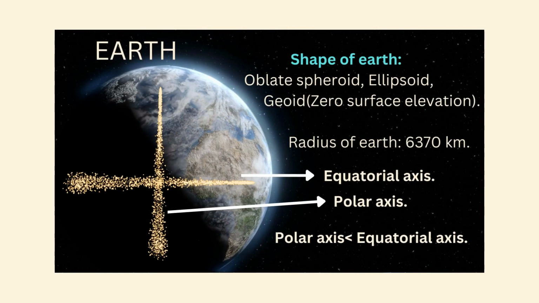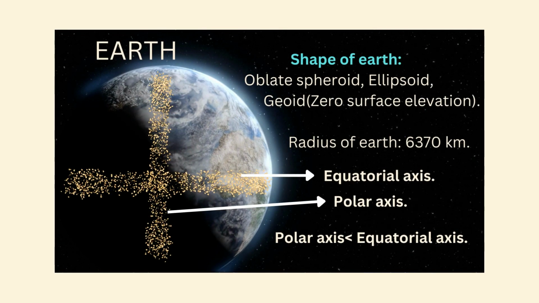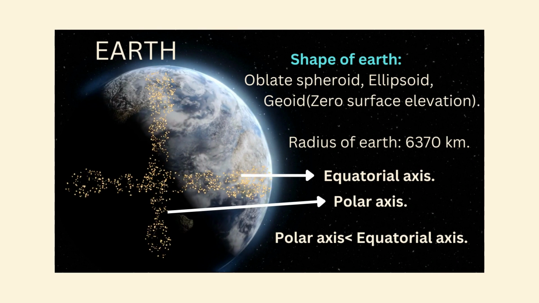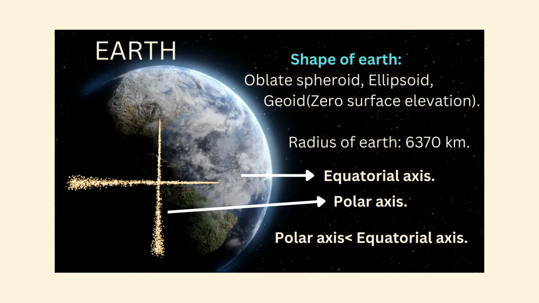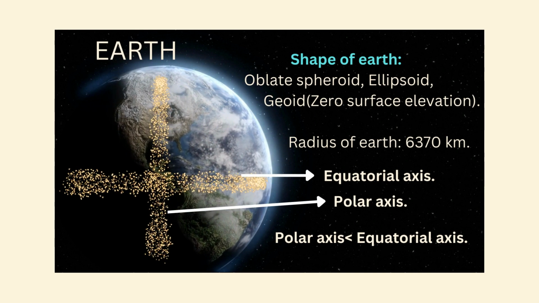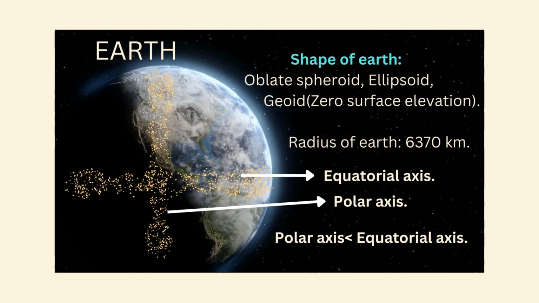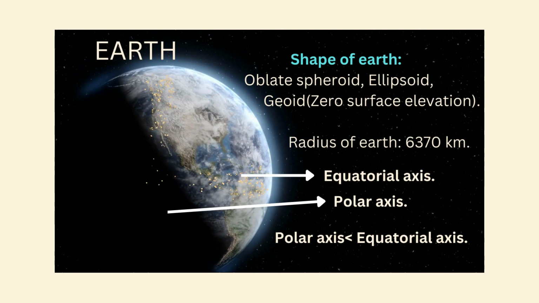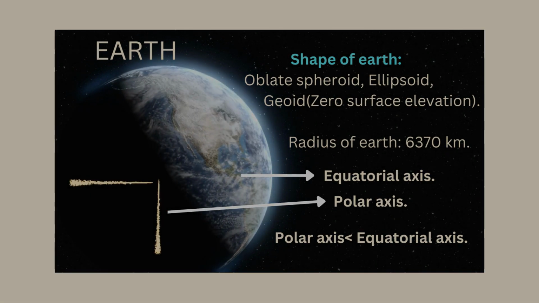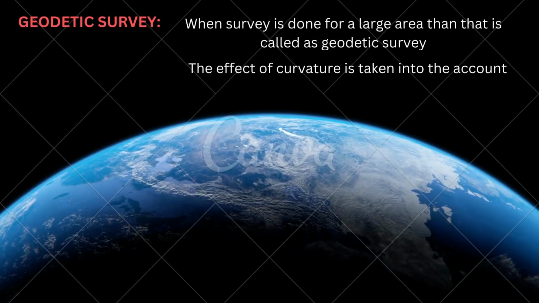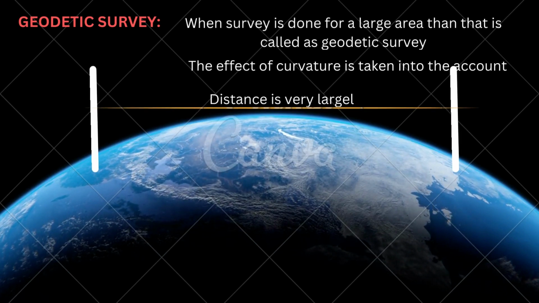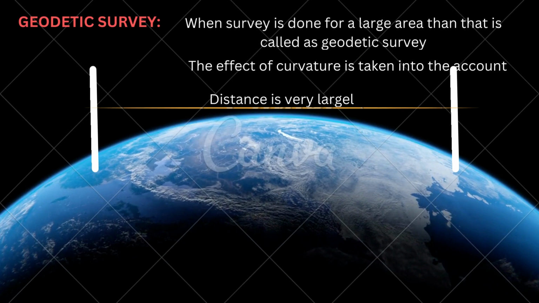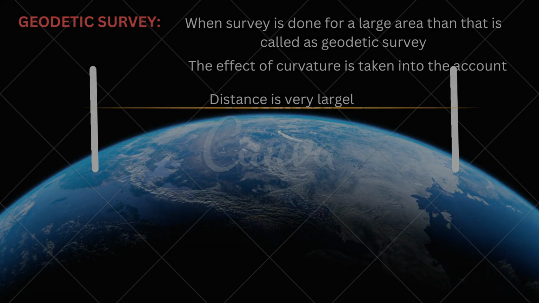Coming to the Earth. The shape of Earth is oblate spheroid or ellipsoid or geoid, which means zero surface elevation. The radius of Earth is 6,370 kilometers. The Earth has equatorial axis greater than the polar axis. Geodetic survey means if the survey is carried out for a very large region, then we carry out the geodetic survey where we consider the effect of curvature of Earth.